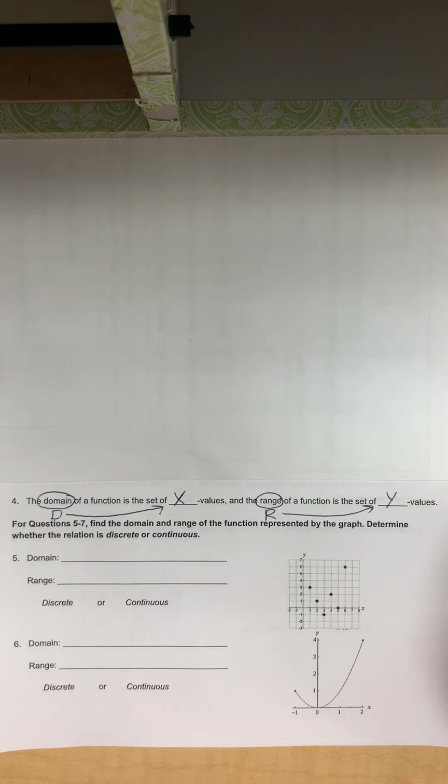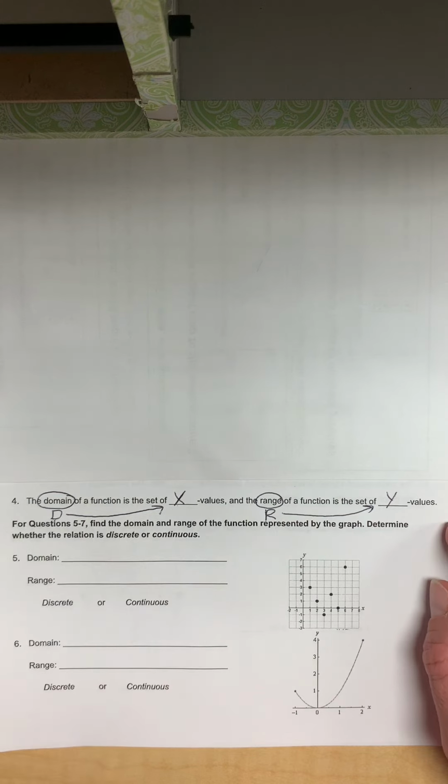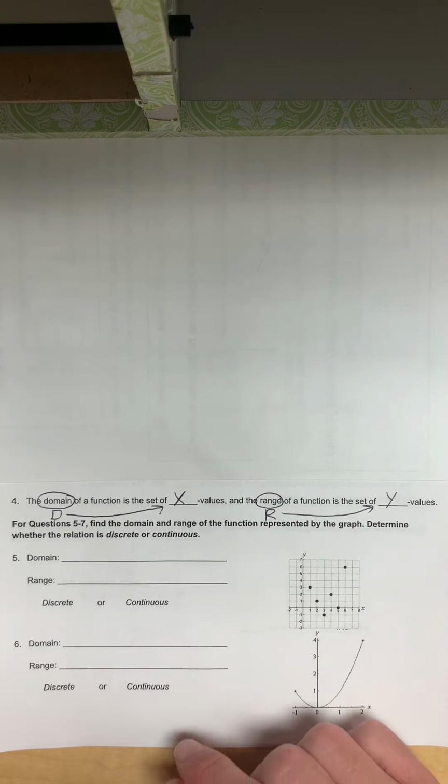Okay, let's take a look at problem number 5. They want us to list the domain of this graph right here. And we know that domain are all of the x values. So what we need to do is list all of the x values.